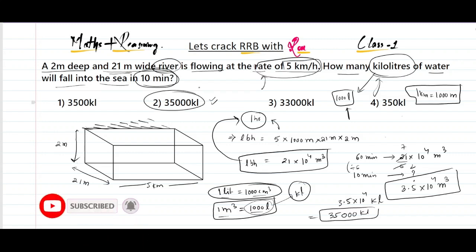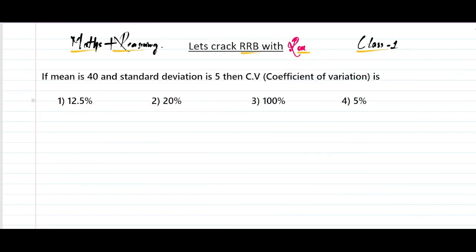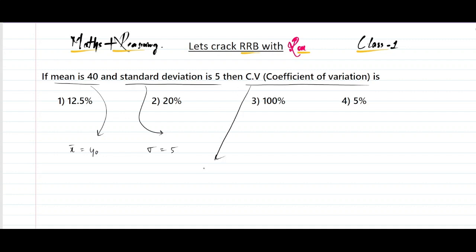Okay, this is a very good question. See this question, a statistics question. If mean is 40 and standard deviation is 5, we need to find the coefficient of variation. Listen. Here mean is given as 40. In statistics, mean is denoted with x bar. X bar is given as 40 and standard deviation is given as 5. Standard deviation is denoted with sigma. Sigma is given as 5. We need to find the coefficient of variation.